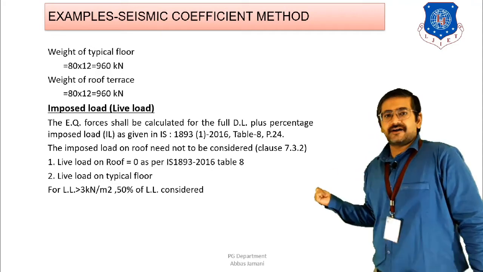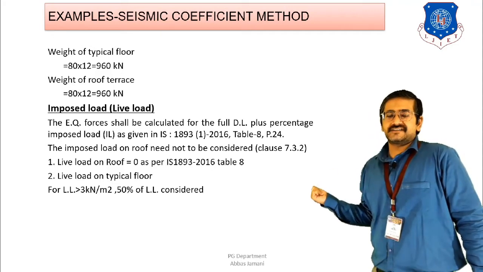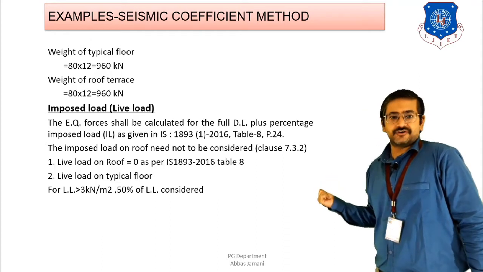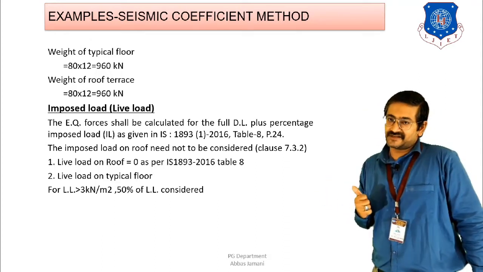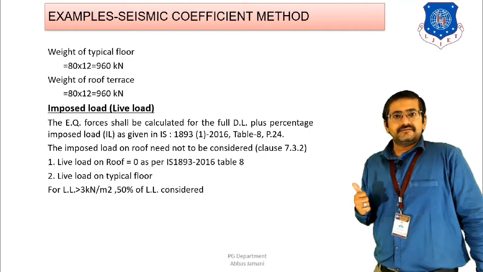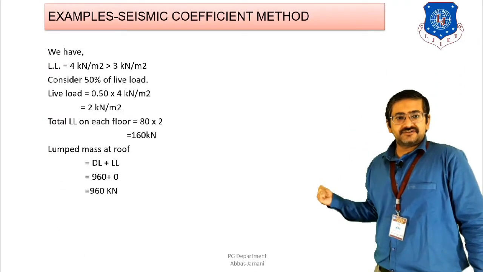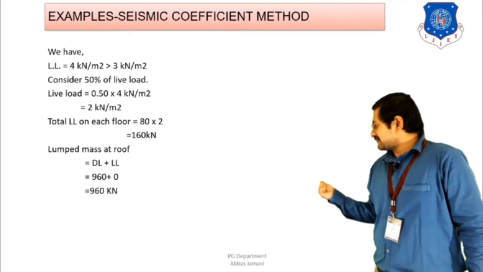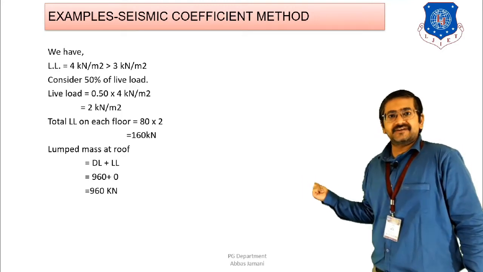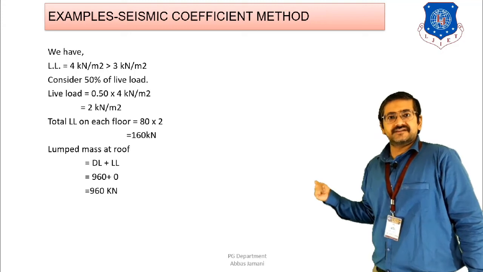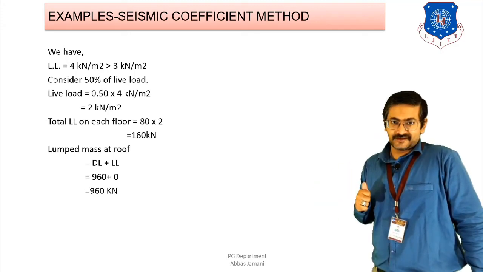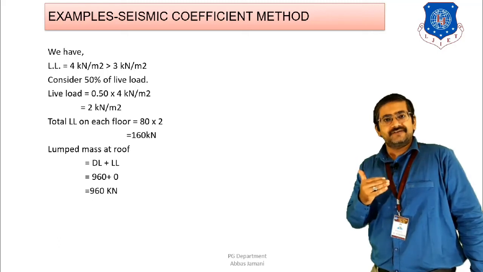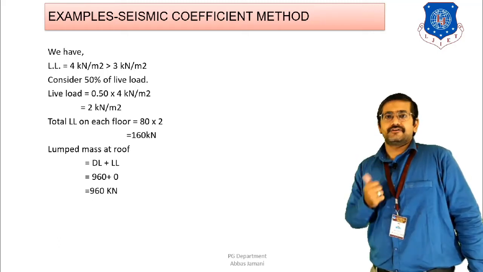Then we come to the consideration of imposed load on the floor level. So it is going to be 50%. So 0.5 into 4 is going to be 2 kilonewton per meter square, right? So based on that, if I substitute the value, the total live load on each floor is going to be 80 meter square into 2 kilonewton per meter square, which is equal to 160 kilonewton, right? So now I have the value of dead load on each floor level and I also have the value of live load on each floor level.